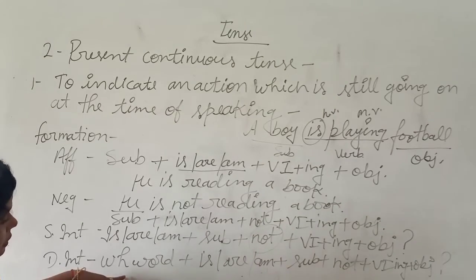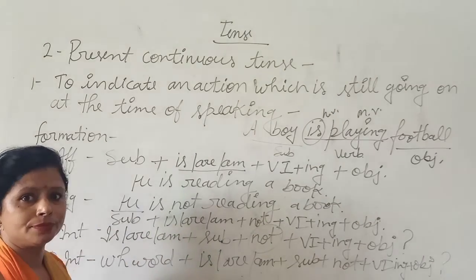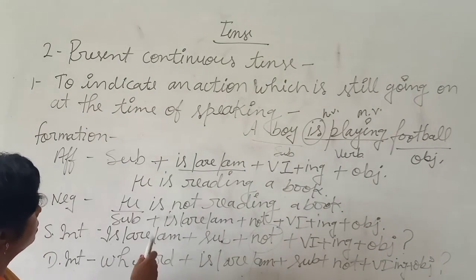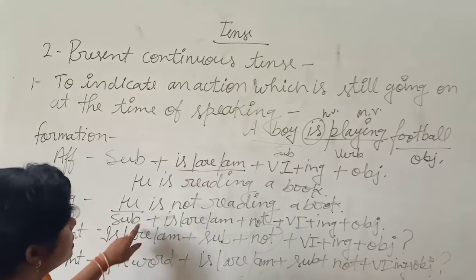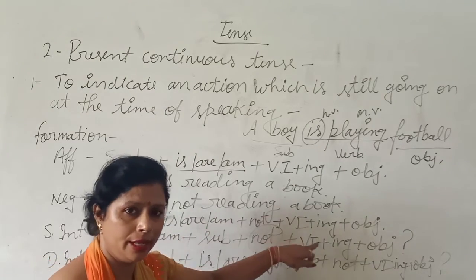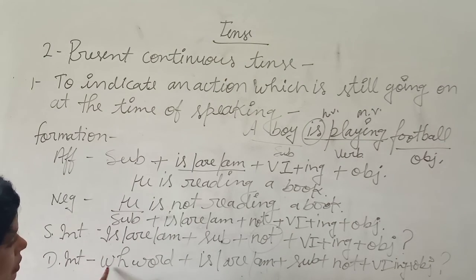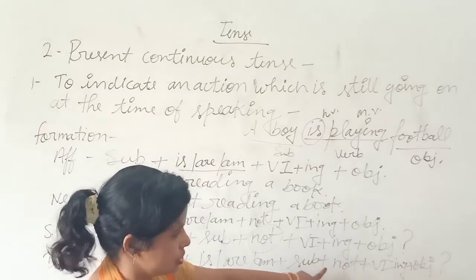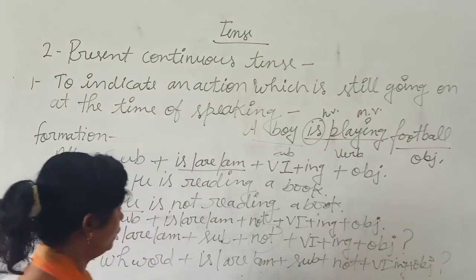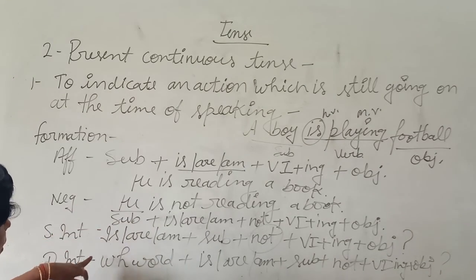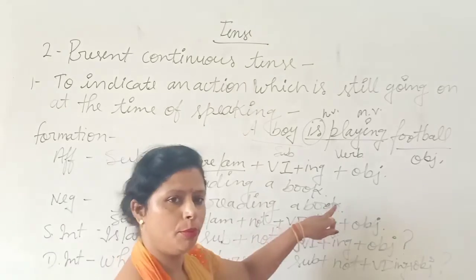So how will we convert this sentence into single interrogative or double interrogative? You can see that: he is not reading a book. So what will it be? Is he not reading a book? Getting it? Last one is WH word, is, are, am, subject, not, verb's first form with ing plus object. So we will frame the sentence: Why is he not reading a book?